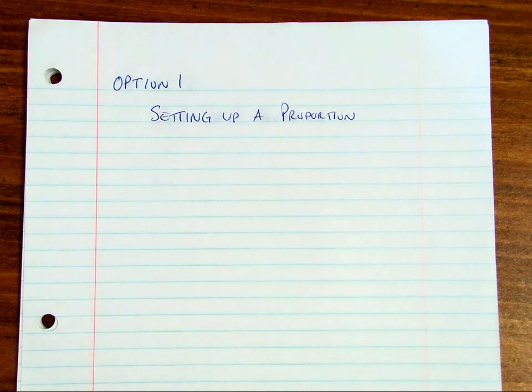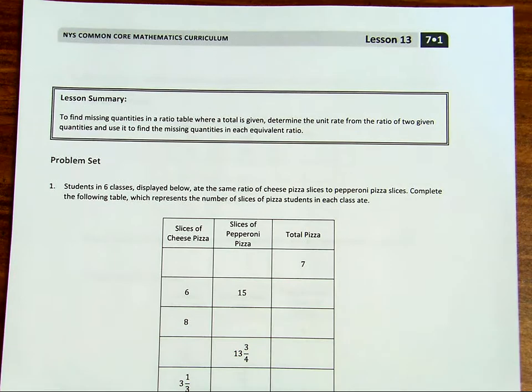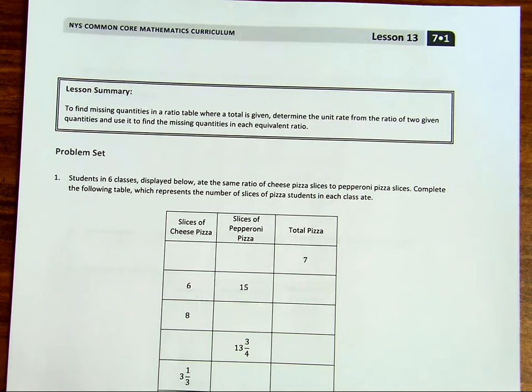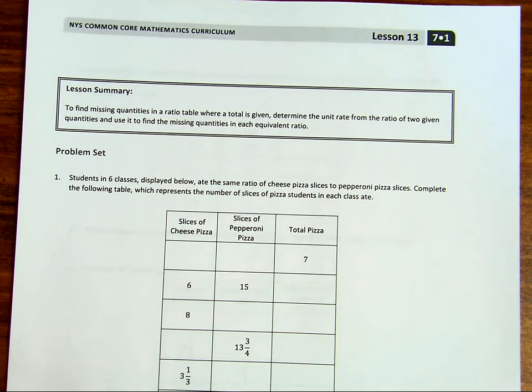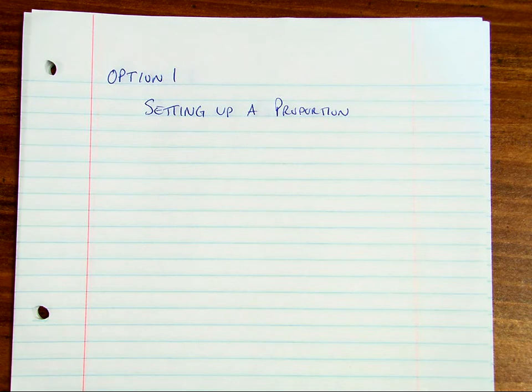I'm going to show everybody the three options that they may use in order to fill in a table where they are asked to find a missing quantity in a ratio table where a total is given. Option 1, students may set up a proportion to find the missing values.